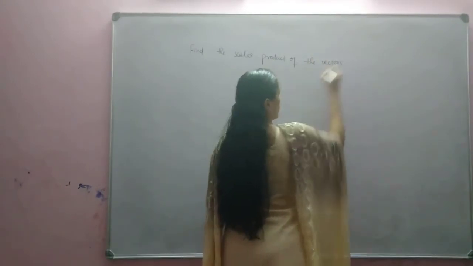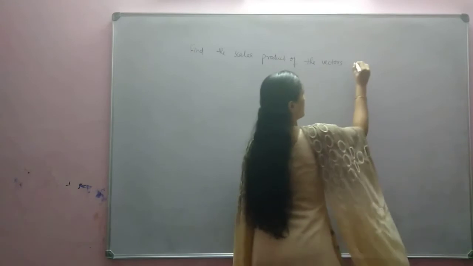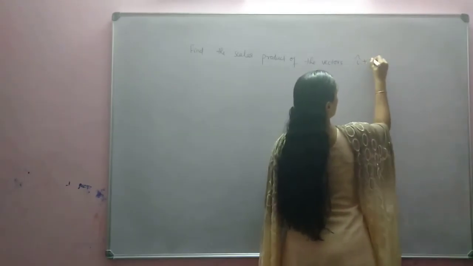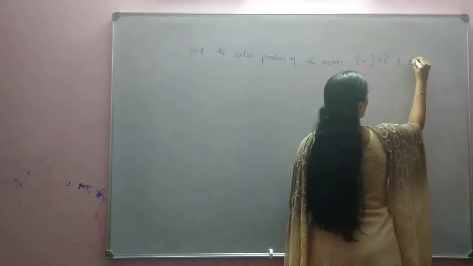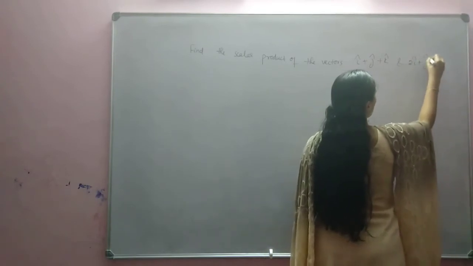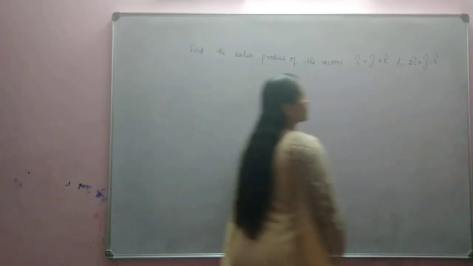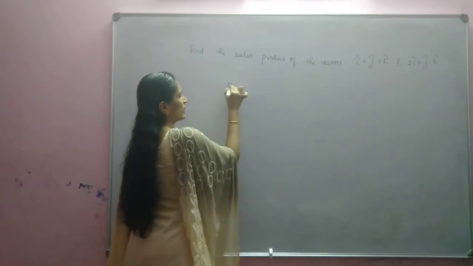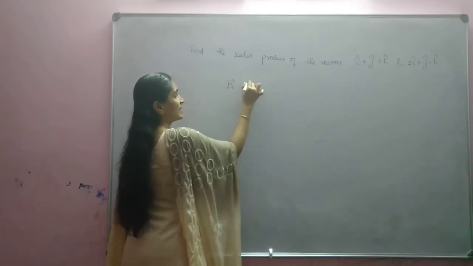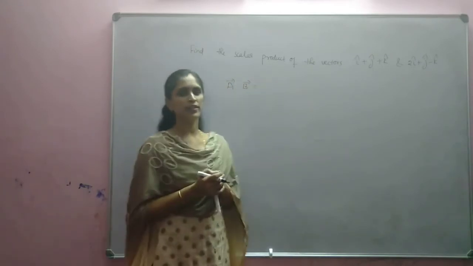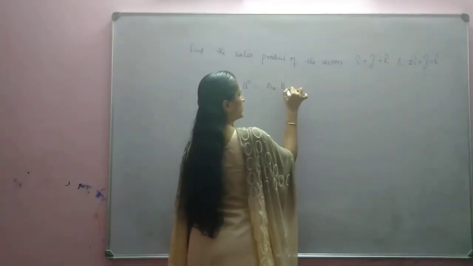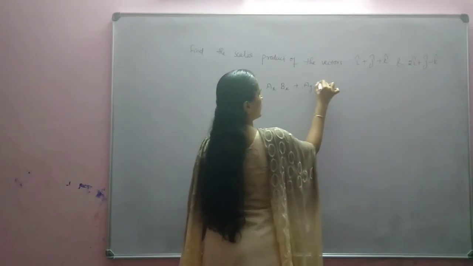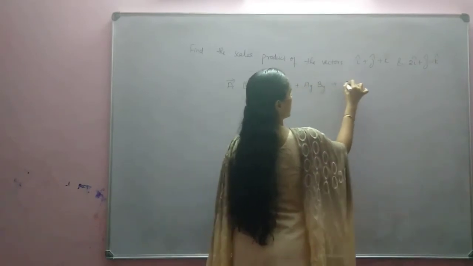Find the scalar product of the vectors i plus j plus k and 2i plus j minus k. We have to find the scalar product. So you know that a dot b, since it is given in rectangular components, can be written as AX BX plus AY BY plus AZ BZ.